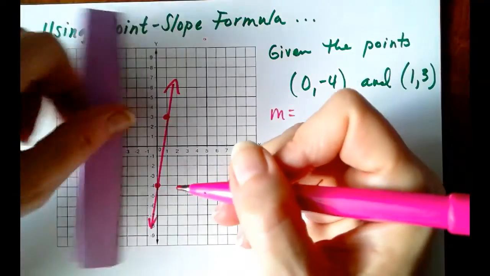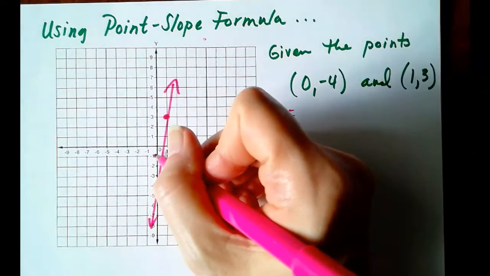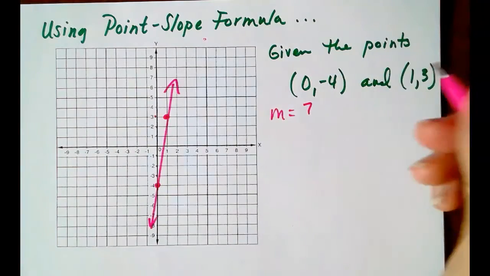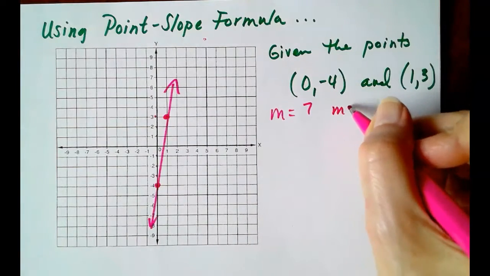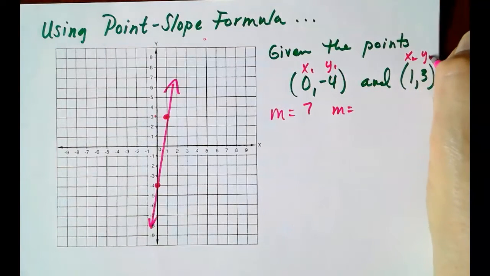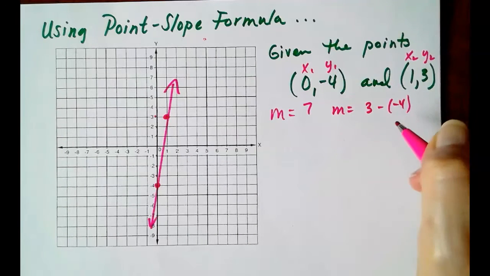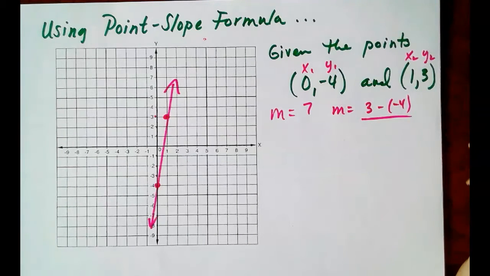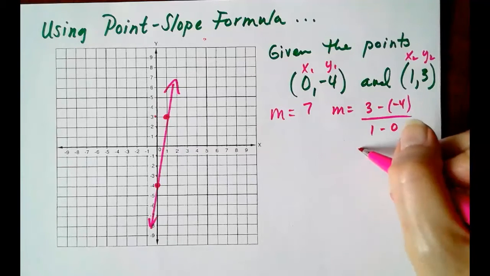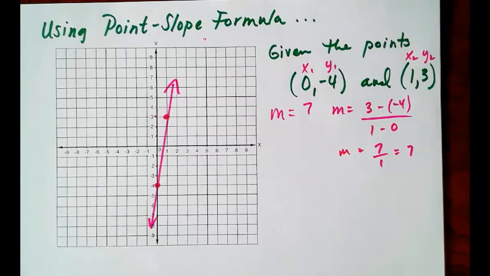So it's going to have a slope that's bigger than 1. So up 1, 2, 3, 4, 5, 6, 7 over 1. So the slope is 7, which let's verify with the slope formula. x1, y1, x2, y2. So 3 minus -4 over 1 minus 0, that is 7 over 1. So equal to 7. So our slope is definitely 7.